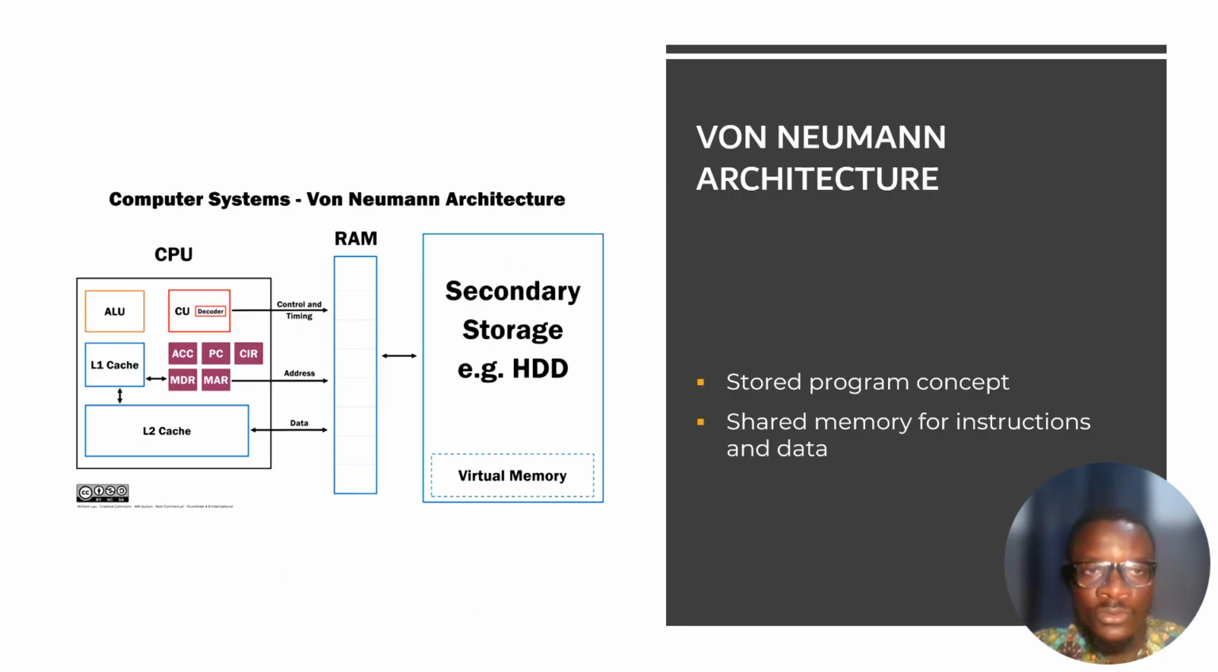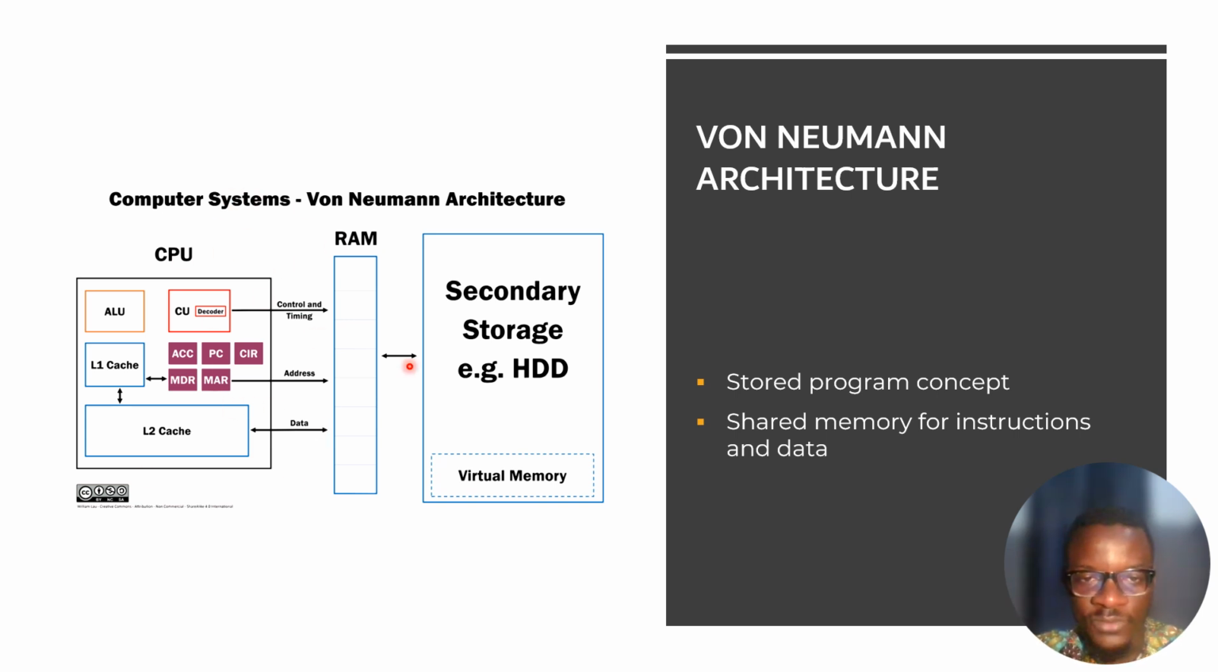The von Neumann architecture, proposed by John von Neumann in 1945, forms the basis of modern computer design. Its key feature is the stored program concept, where both data and instructions are stored in the same memory. This allows for flexibility in programming but can create a bottleneck known as the von Neumann bottleneck, where the system bus can become a limiting factor in performance.